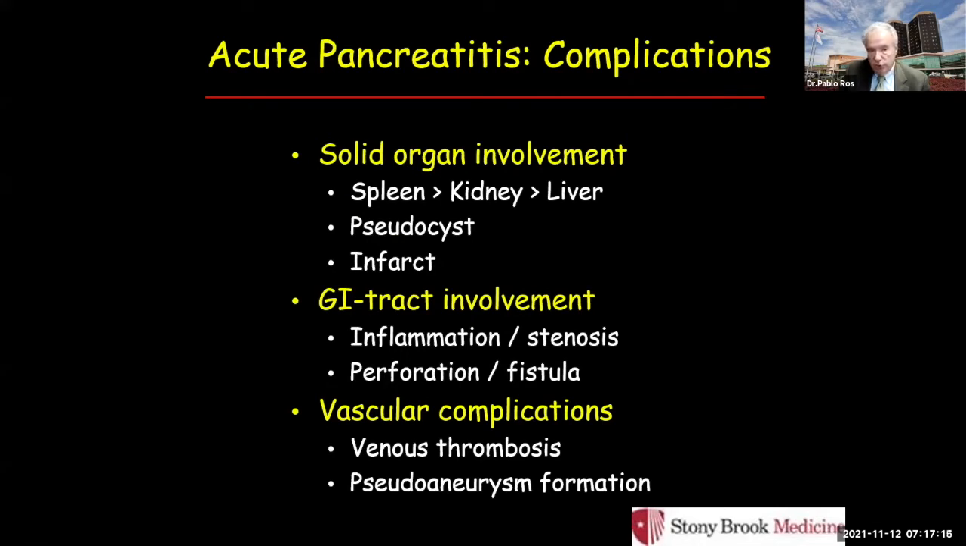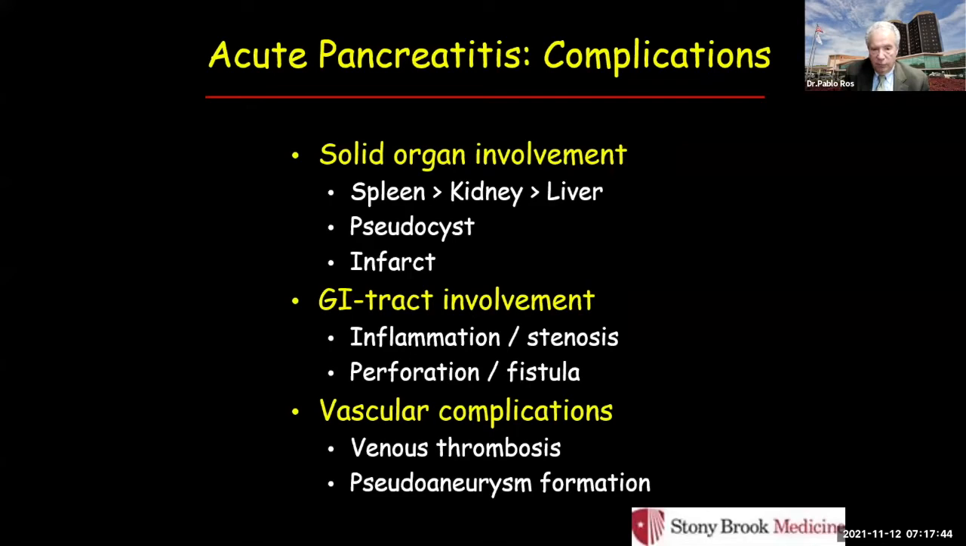Something that is not so known, that at the beginning of pancreatitis, people were not paying as much attention as we do now, is solid organ involvement. The spleen, particularly for pancreatitis involving the tail, is the most commonly involved organ, then the kidney, and then the liver. Obviously, the spleen is much less cellular. It's just vascular channels and white pulp. It's less cellular than kidney, and kidney is less cellular than liver.